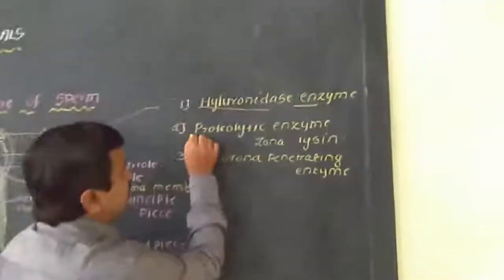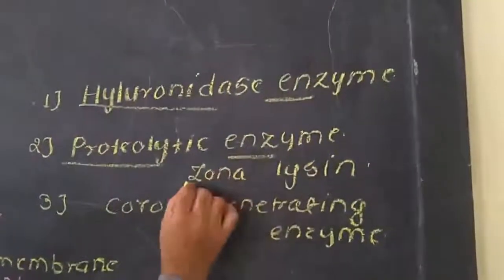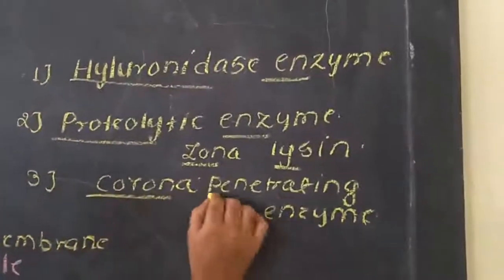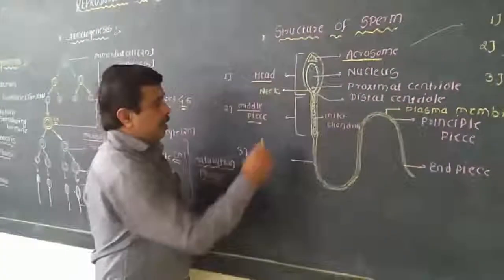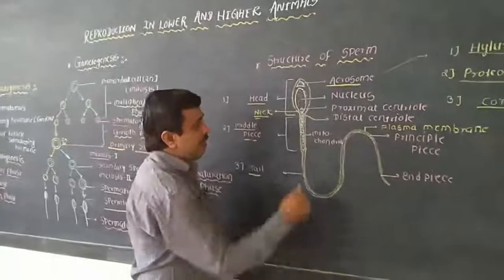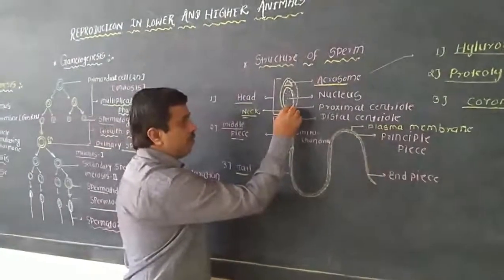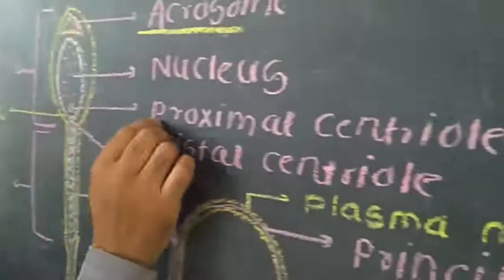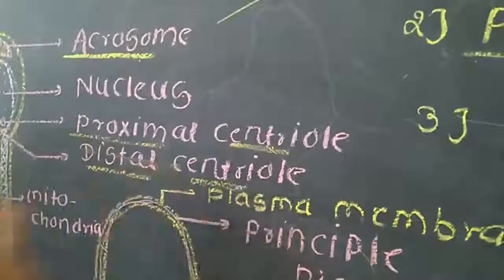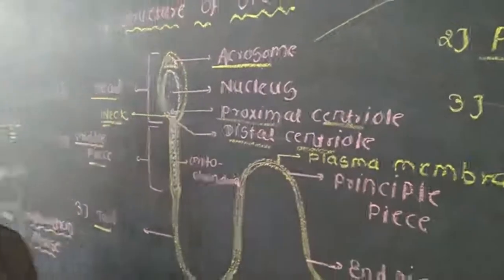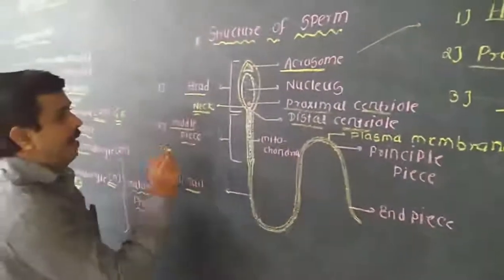Then it also secretes another enzyme, the proteolytic enzyme known as zonalysin. And the third enzyme secreted by this acrosome is the corona penetrating enzyme. So these three important enzymes are secreted by this acrosome. Okay, now this head region again contains another region, that is the neck region. This neck region contains the centriole, and this centriole gets rearranged into two parts, the proximal centriole and the distal centriole, which are again important parts in the fertilization process.